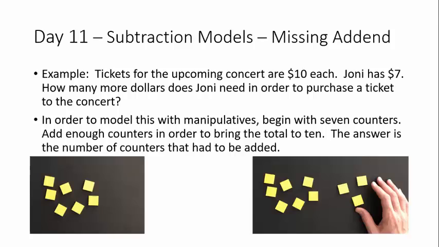In order to model this with manipulatives, you would begin with 7 counters. This is how much money Joni actually has. The question is, how many more dollars does Joni need? You add enough counters in order to bring the total to 10. The answer is the number of counters that had to be added. Again, this is the missing addend model.